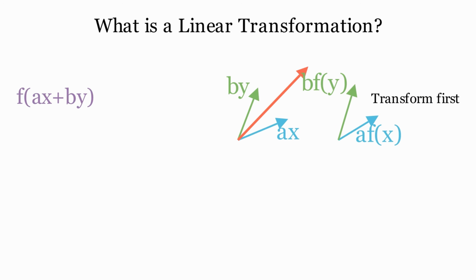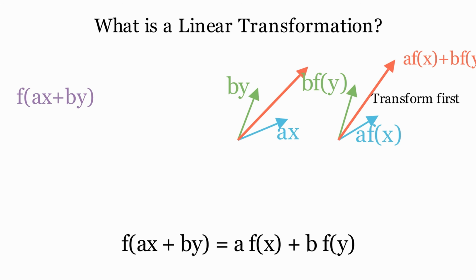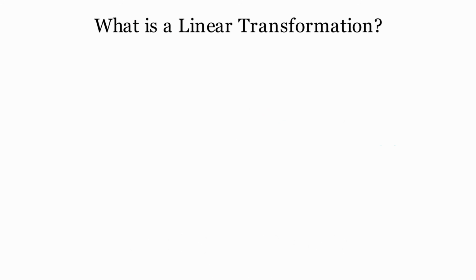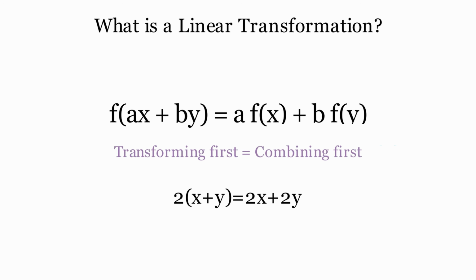It says transforming a combination of vectors is exactly the same as combining the transformed vectors. Because of this property, linear transformations preserve the basic rules of vector addition and scalar multiplication. That's why they are called linear. A linear transformation distributes over vector addition and scalar multiplication, just like multiplication distributes over addition.